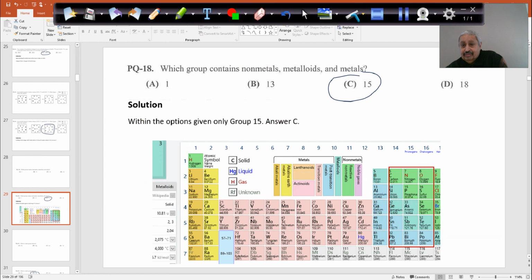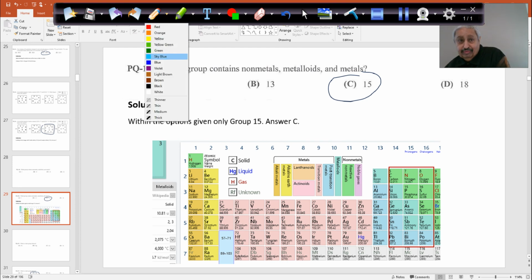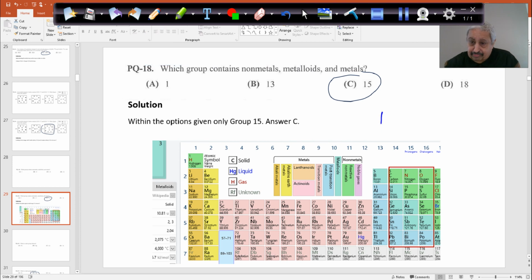Let me take this one out. So now 13, you have the boron, that's a metalloid, correct? And then if you look at the whole thing here, between 13 and 15. So let's look at this here. Between this and this, you will see all those are metals, except for this, which is a metalloid.